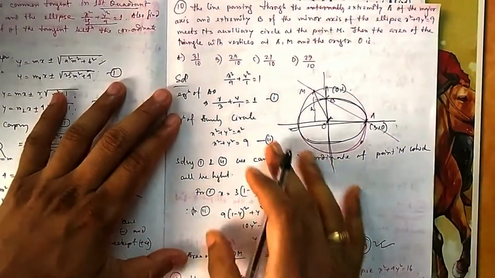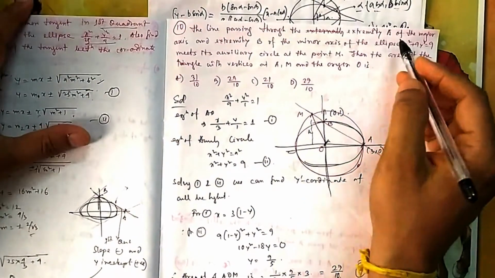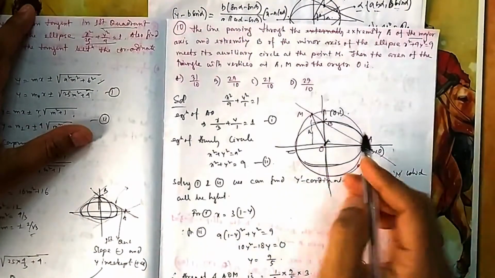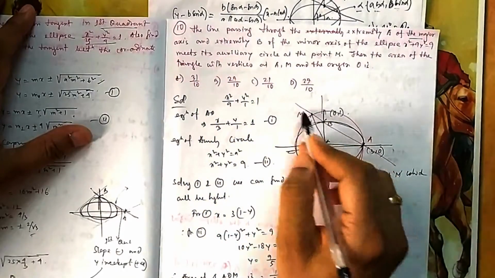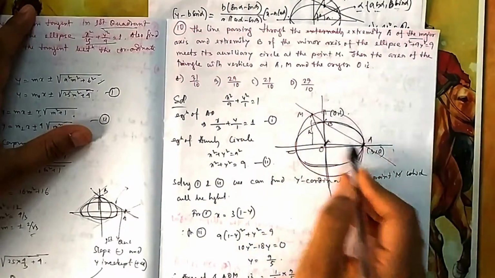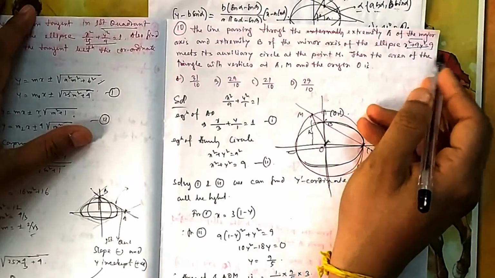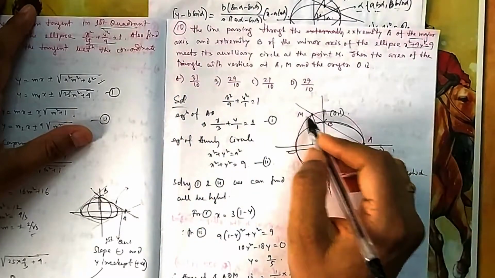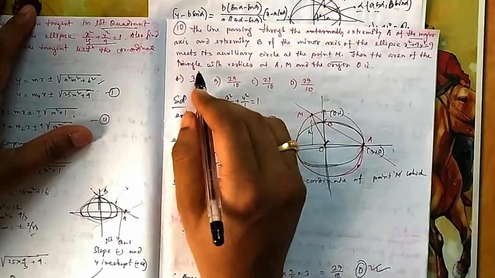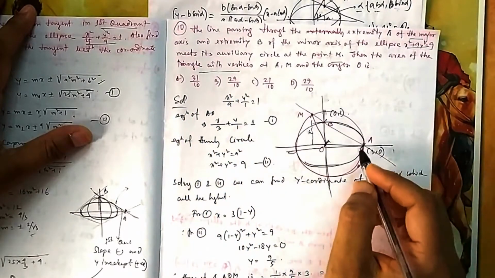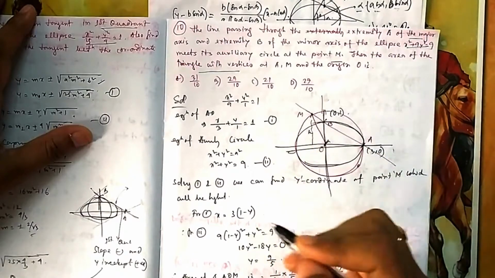Now if you come to question number 10, the line passing through the extremity A of the major axis and extremity B of the minor axis. So this line, which is passing through AB of this ellipse, meets the auxiliary circle at the point M. Then you need to find the area of the triangle with vertices A, M, O.